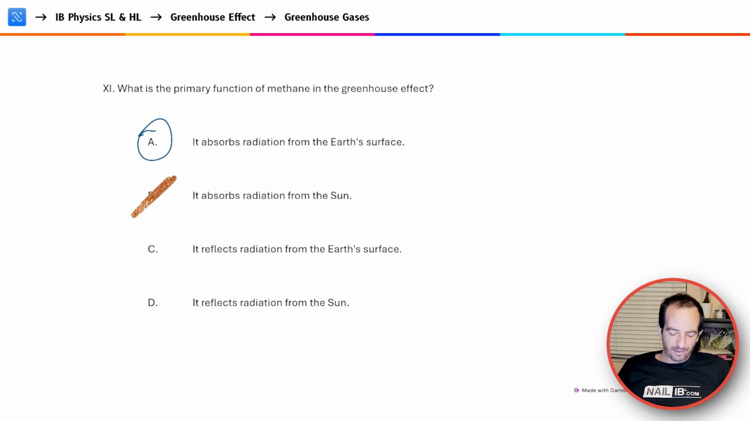It doesn't primarily absorb radiation from the sun because the infrared radiation, or the radiation from the sun, tends to go through the atmosphere, hits the Earth first, and then on its way back out, it's absorbed by the greenhouse gases.